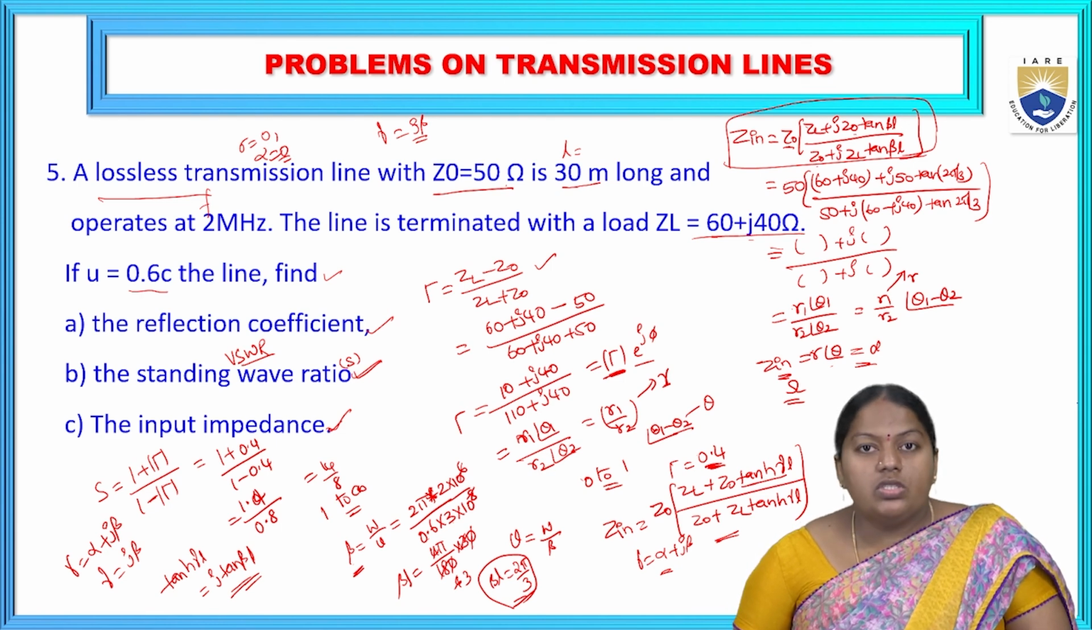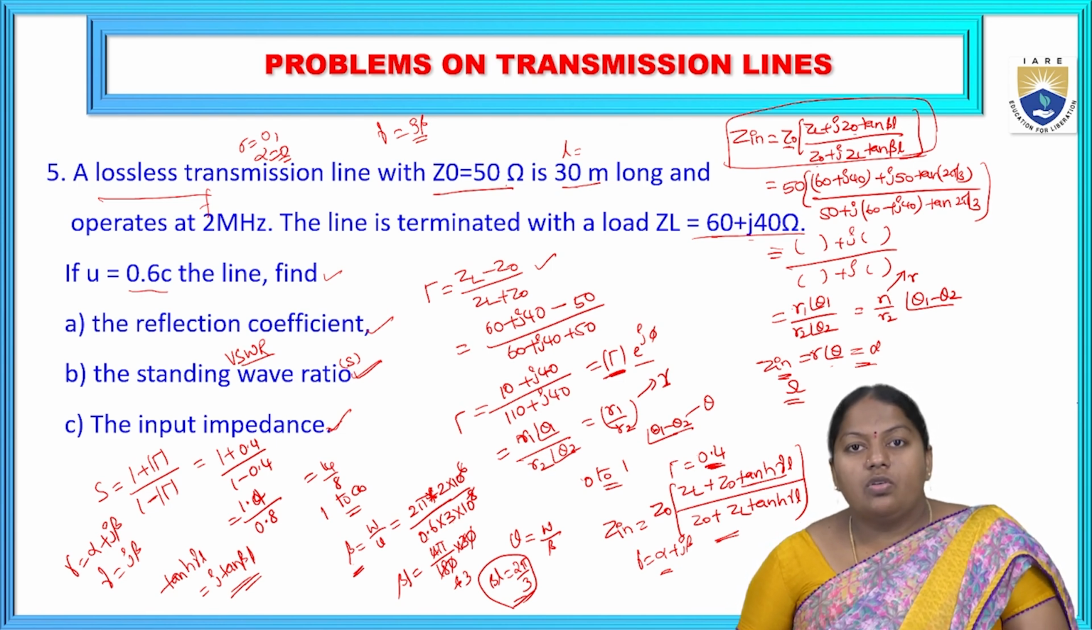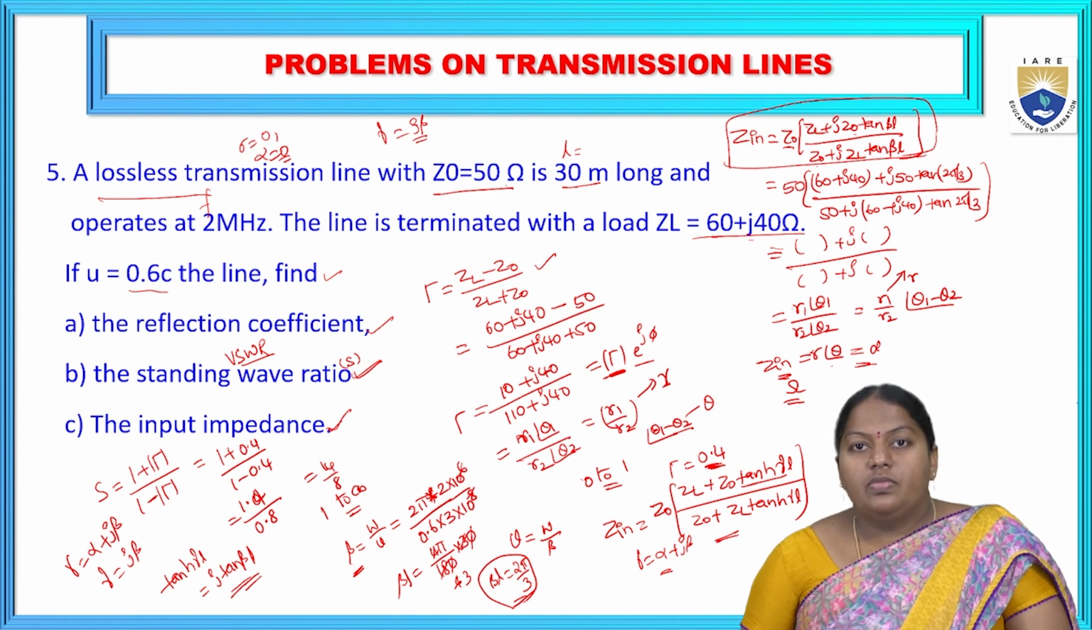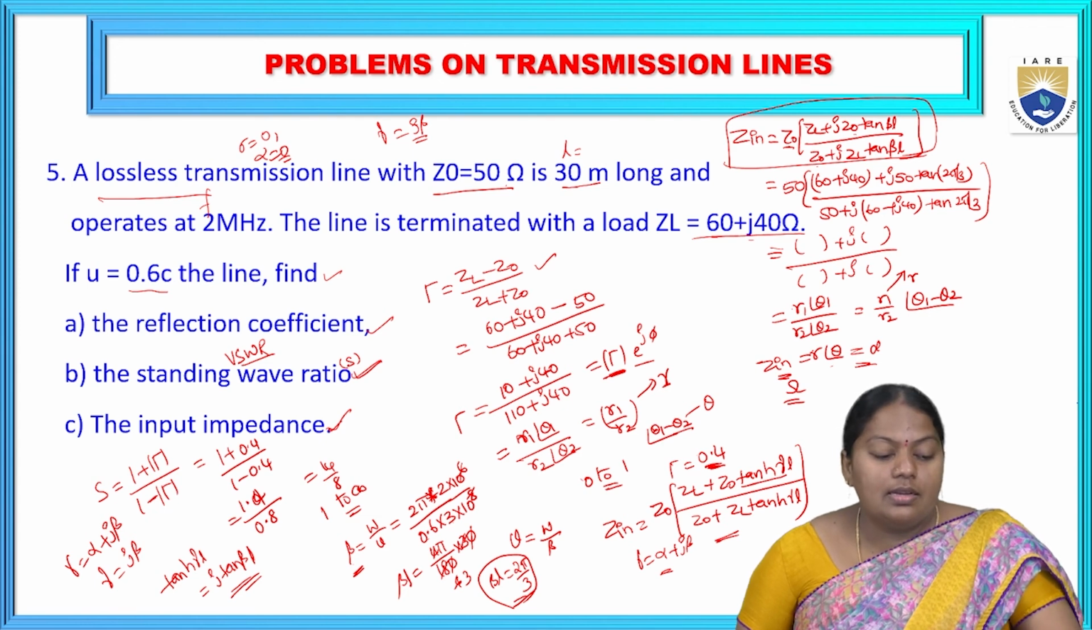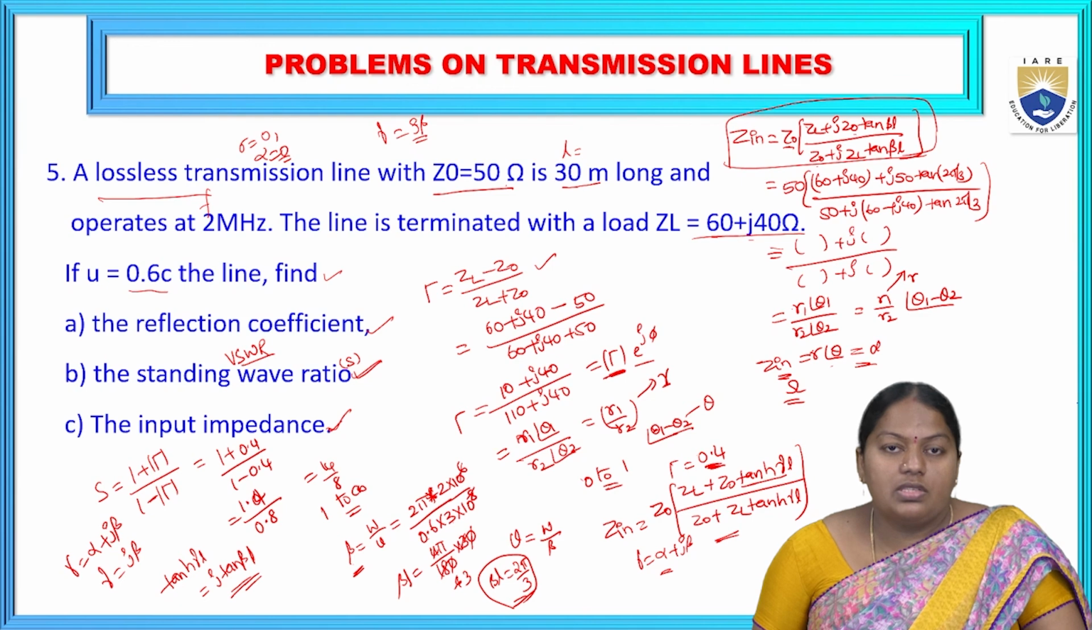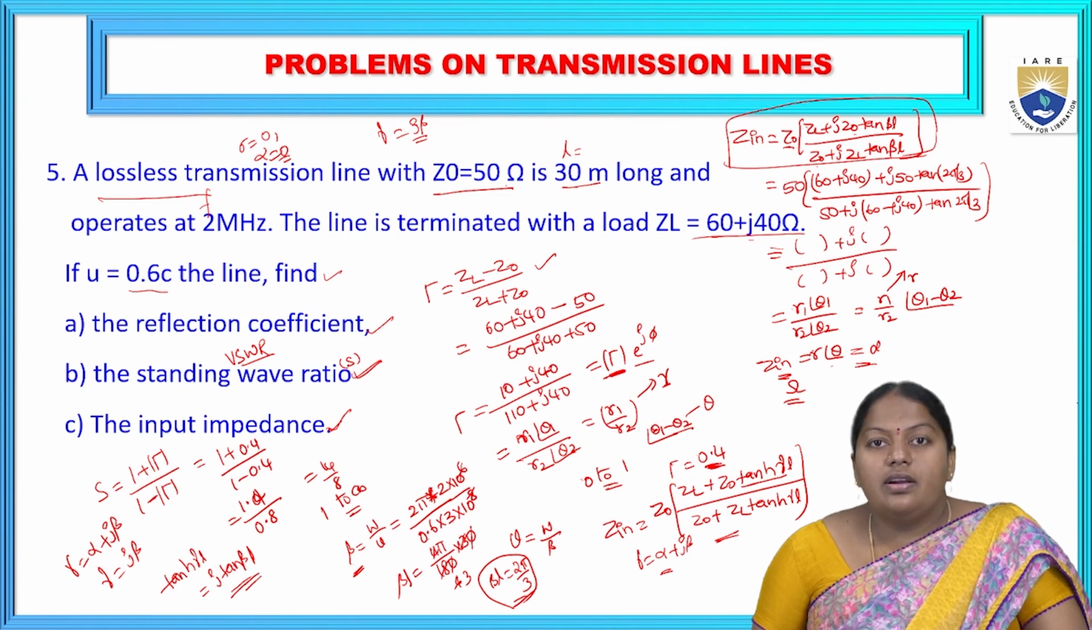So with this we have solved some of the problems in transmission lines. If all the primary constants are given, we find the secondary constants with their help. Resistance R, inductance L, conductance G, and capacitance C are said to be the primary constants of a transmission line, and characteristic impedance Z0 and propagation constant gamma are said to be the secondary constants of a transmission line.